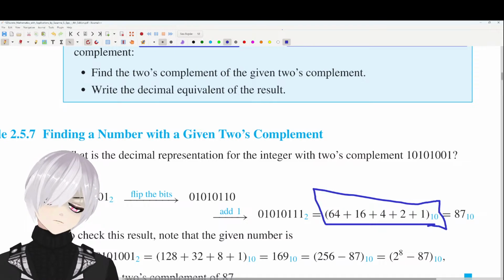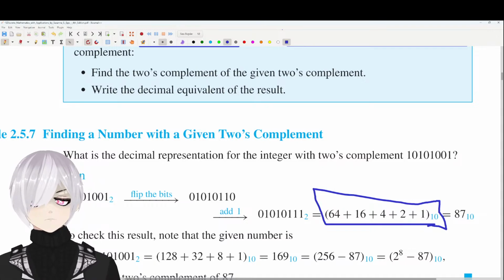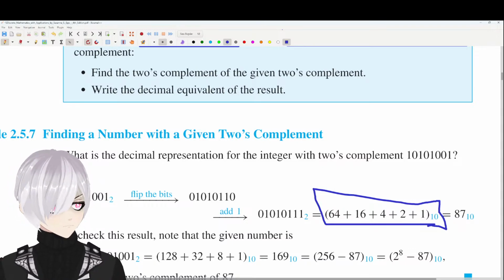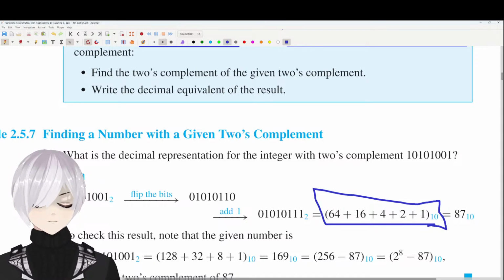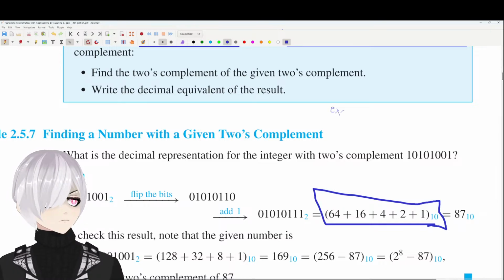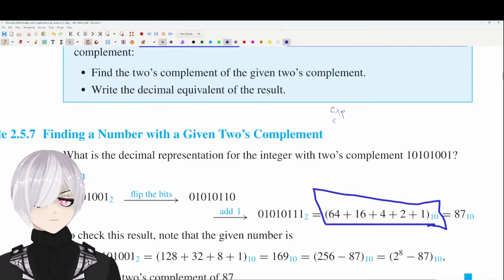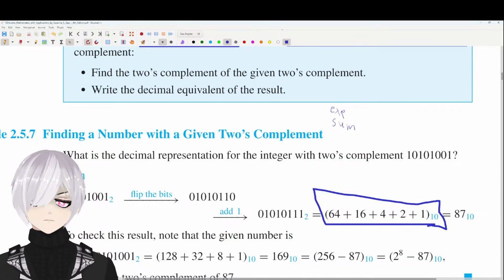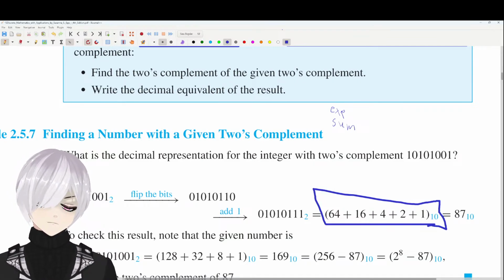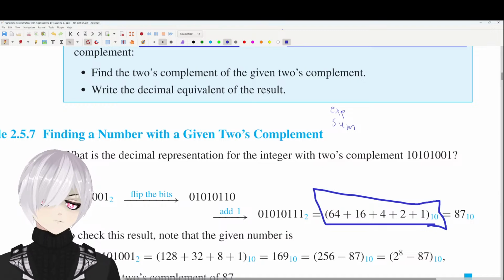So the idea is what 0 1 0 1 0 1 1 1 means is 0 times 2 to the seventh plus 1 times 2 to the sixth plus 0 times 2 to the fifth plus 1 times 2 to the fourth plus 0 times 2 to the third plus 1 times 2 to the second plus 1 times 2 to the 1 plus 1 times 2 to the 0.